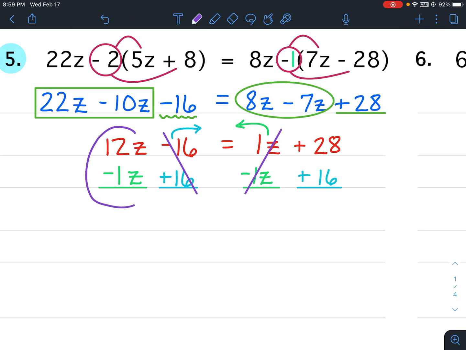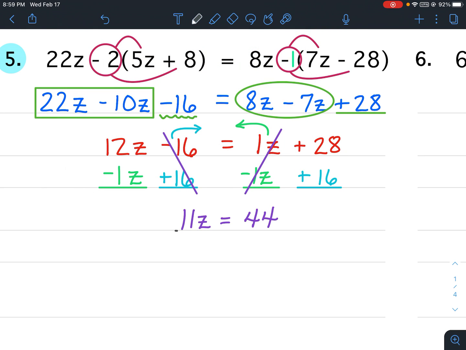So now I combine 12z minus 1z. 12 minus 1 would be 11. So that would be 11z. And then 28 plus 16 is 44.